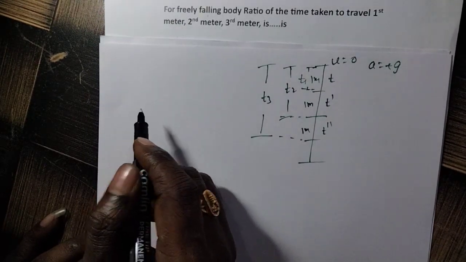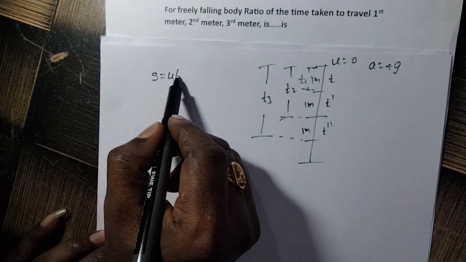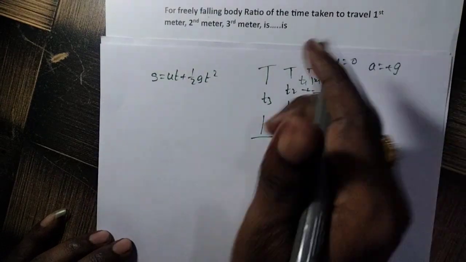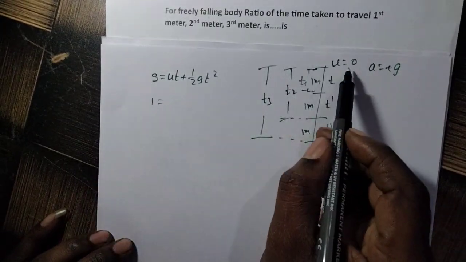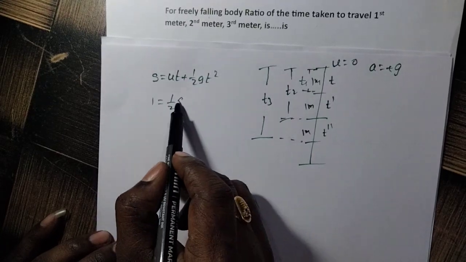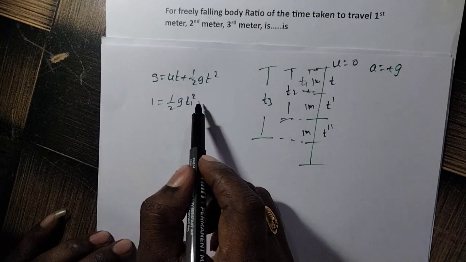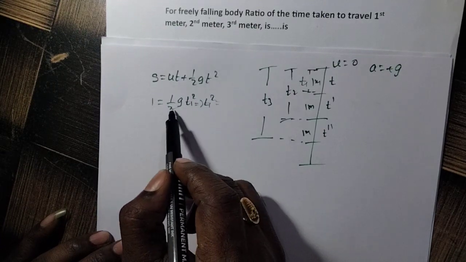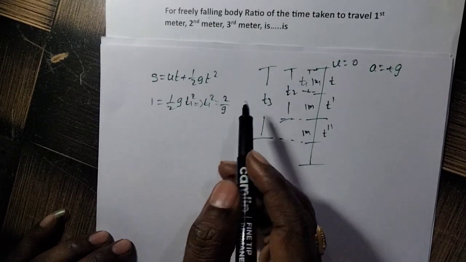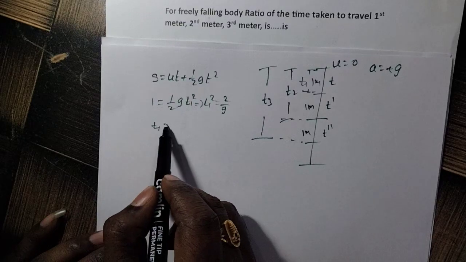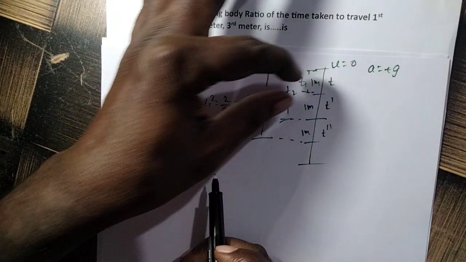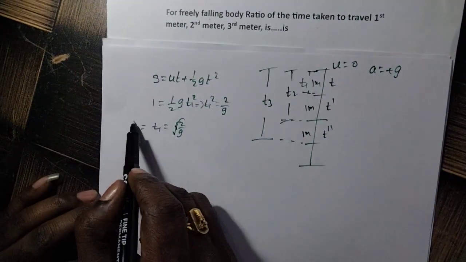Now for this we are going to take the equation s equals ut plus half g t square. For 1 meter distance, 1 meter equals u value 0 into t, which is 0, plus half g t1 square. Then t1 square equals 2 by g, so t1 equals under root 2 by g. t1 and t are the same, so you can take this as t.